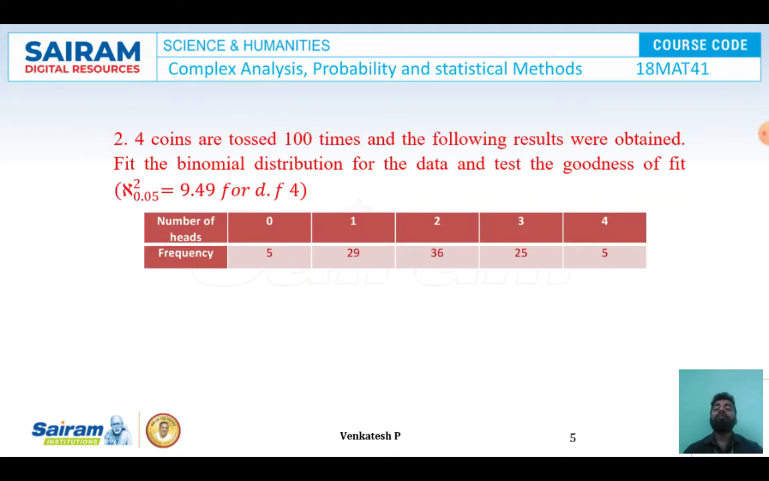Next problem: 4 coins are tossed 100 times and the following data were obtained. Fit the binomial distribution for the data and test the goodness of fit at chi-square equal to 9.49 for 4 degrees of freedom. Here the data is like this: number of heads 0, 1, 2, 3, 4. Frequency is given as 5, 29, 36, 25, 5. So they have given the observed frequency. We have to calculate the expected frequency by fitting the binomial distribution.